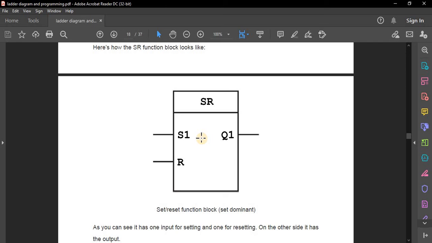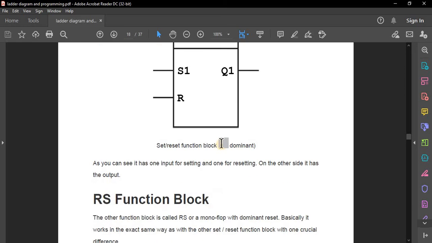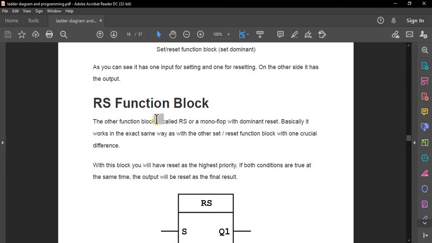As you can see, it has one input for setting and one input for resetting. On the other side, it has the output. S1 and R are the inputs for setting and resetting. Q1 is the output.